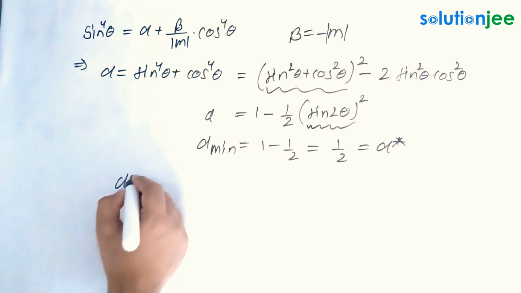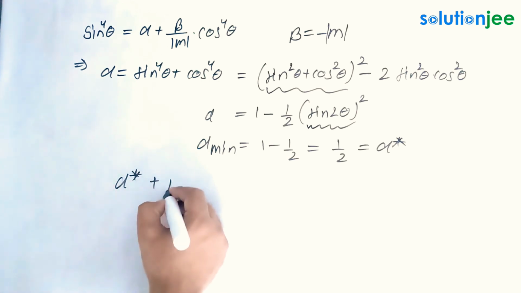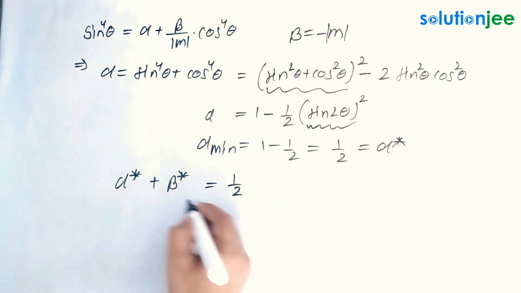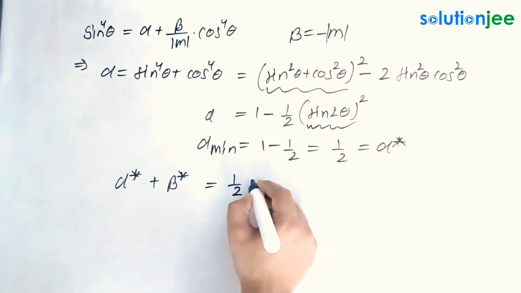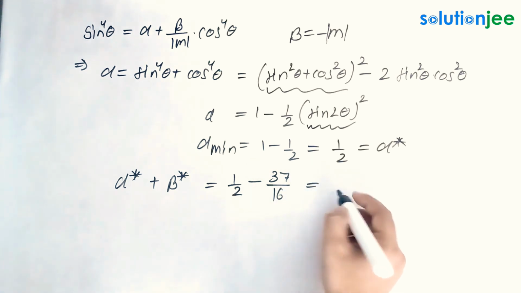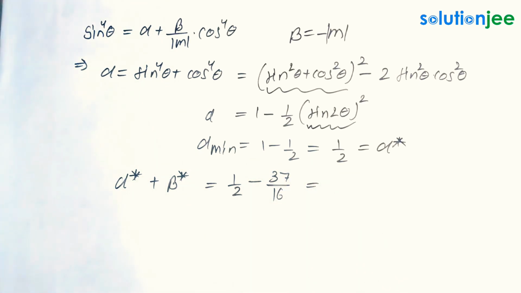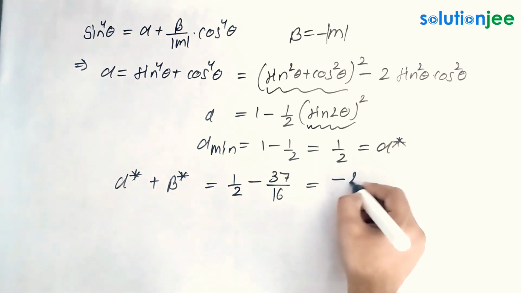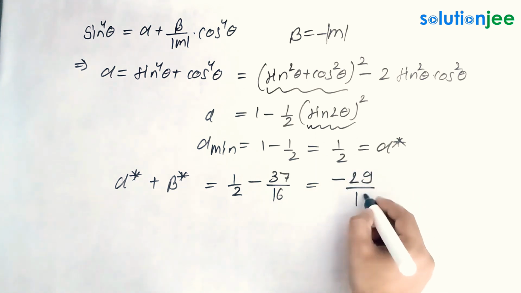Now for the value of alpha star plus beta star, we have alpha star, which is equal to 1 by 2, and beta star is equal to minus 37 by 16. So alpha star plus beta star will be equal to minus 29 by 16.